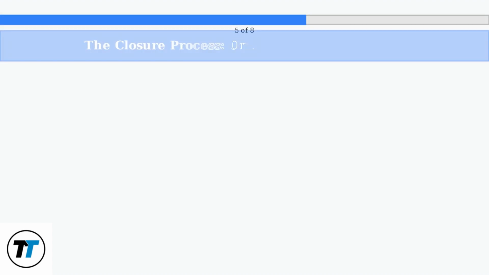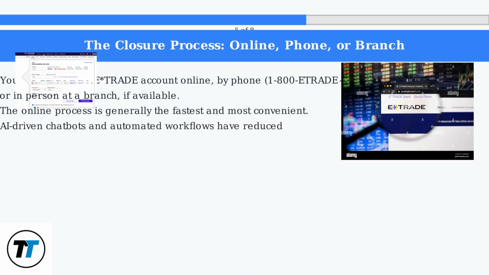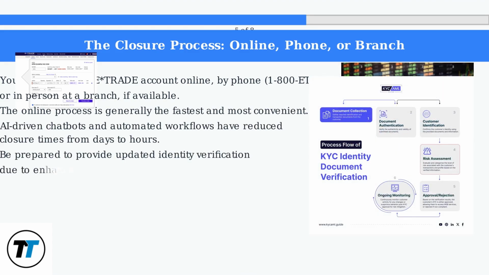You can close your E-Trade account online, by phone, 1-800-E-TRADE-1, or in person at a branch if available. The online process is generally the fastest and most convenient. AI-driven chatbots and automated workflows have reduced closure times from days to hours. Be prepared to provide updated identity verification due to enhanced KYC regulations.